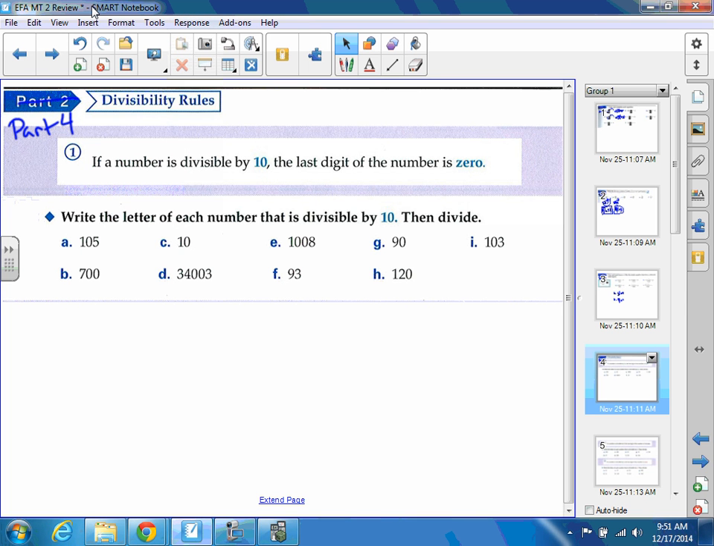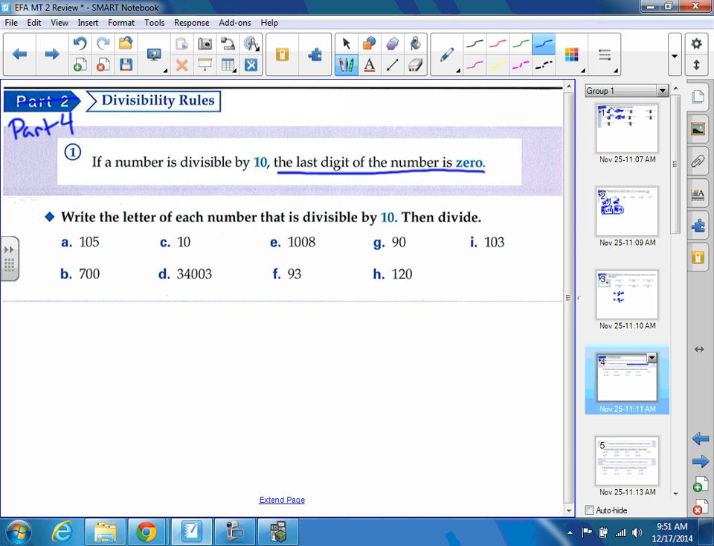Okay, now we're going to start reviewing Part 4 for Mastery Test 2. Part 4 for Mastery Test 2 is applying divisibility rules for the numbers 2, 3, 5, and 10. To start with, we're going to look at the divisibility rule for 10. The divisibility rule for 10 is very simple. The last digit of the number is a 0. If the last digit of the number is a 0, it is divisible by 10.